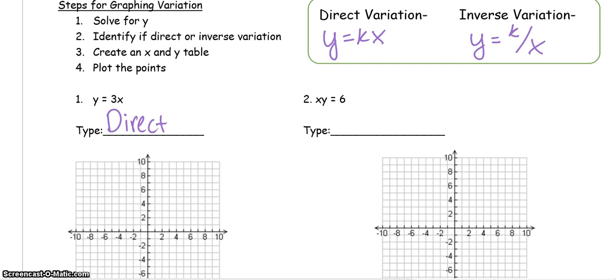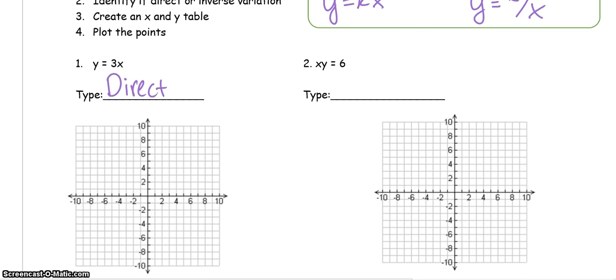Now, once you have decided whether it's direct or inverse, you want to go on to step 3 and make an xy table. You need to put at least 3 points in to get your table. 5 is better though. So we're going to use -2, -1, 0, 1, and 2. These are always good choices for when you have direct variation.